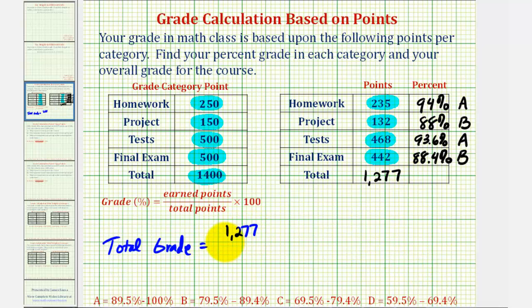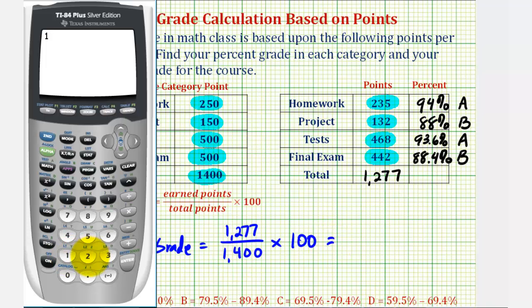We'd have 1,277 divided by 1,400, the total points. We want to find this fraction of 100 to find the percent in the course. So we'll go back to the calculator one more time. 1,277 divided by 1,400. This will give us the decimal value. To convert to a percentage, we'll multiply by 100, add a percent symbol. Because the grades are based upon the nearest tenth, we'll round this to the nearest tenth. So this would be approximately 91.2.